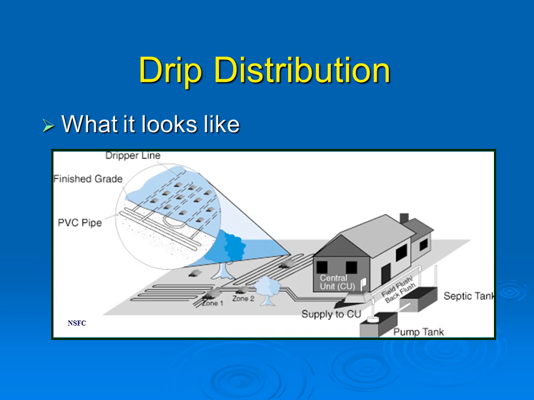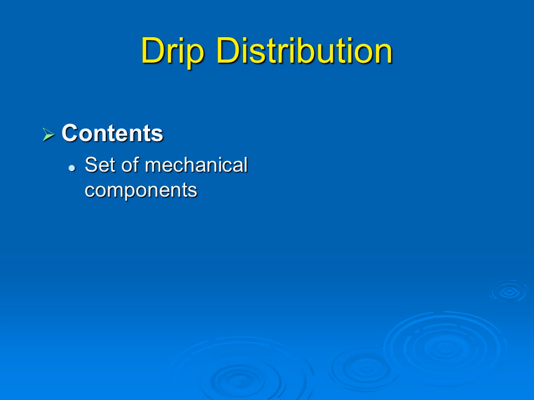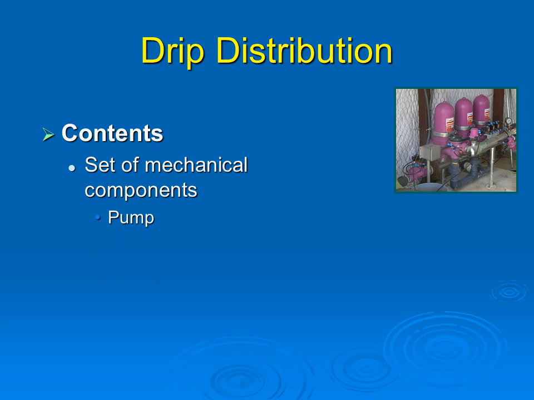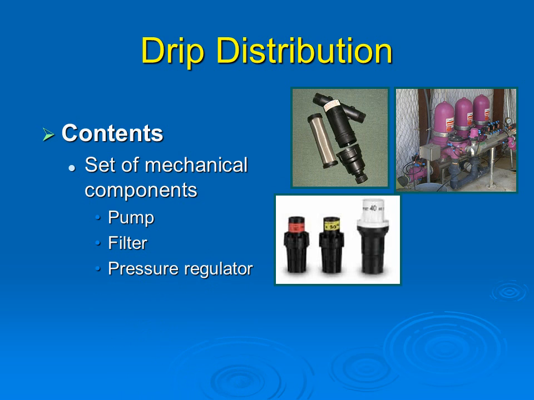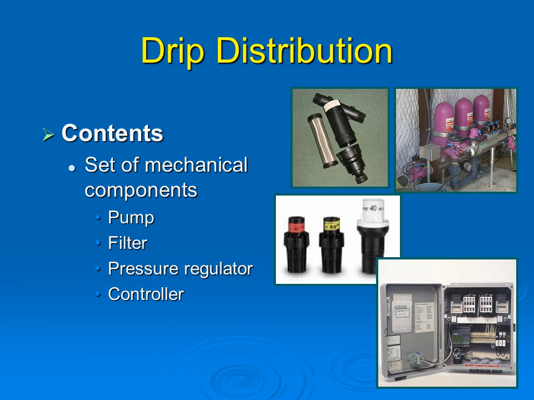This is what a typical system would look like. You have the house providing the source of wastewater. The wastewater is pre-treated in a septic tank, is discharged to a pump tank, goes through a filter of some sort, then is distributed through the network of drip lines. The mechanical components of drip distribution are the pump, filter, pressure regulator, and controller.